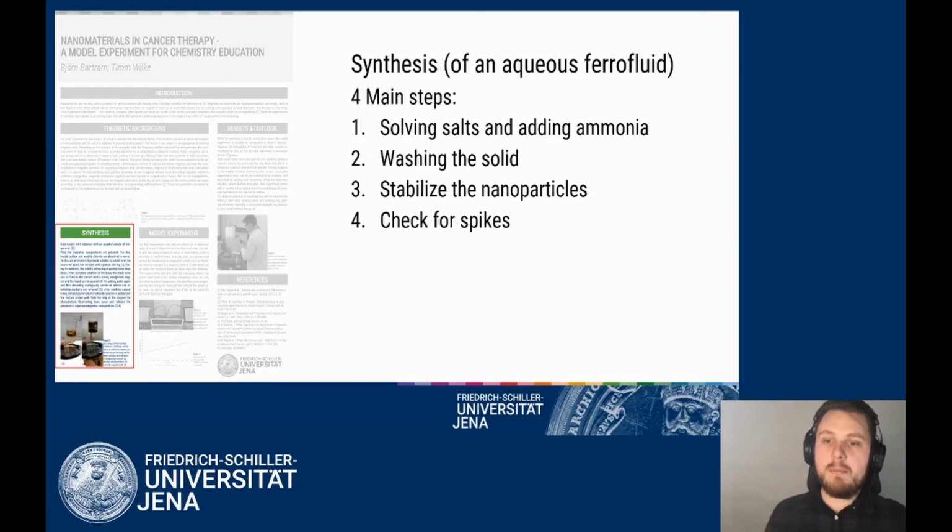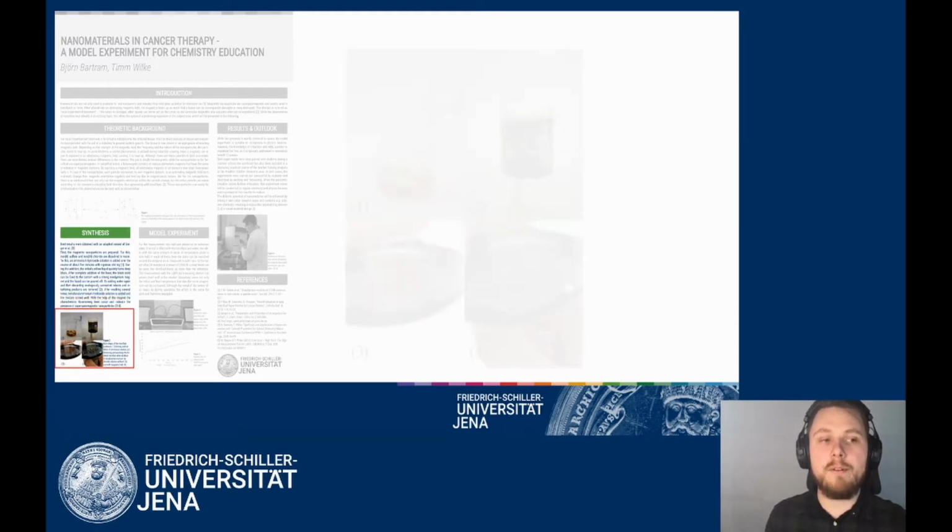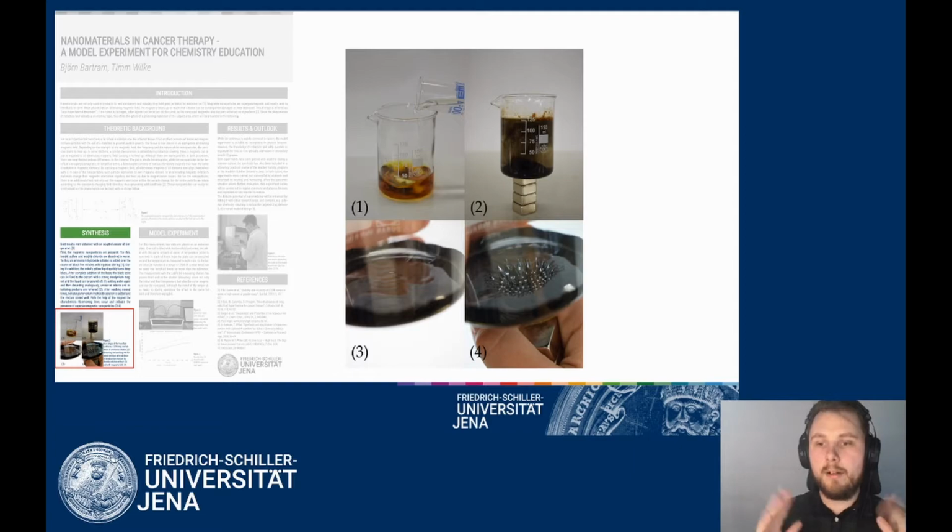After that, you want to stabilize the nanoparticles so you gain a ferrofluid, which is easier to handle and easier to inject. After that, you check for spikes, because we need a mechanism to test whether we have nanoparticles or just ferromagnetic magnetite. In the pictures you see on the poster, I'll just show you the big pictures, at a big scale.